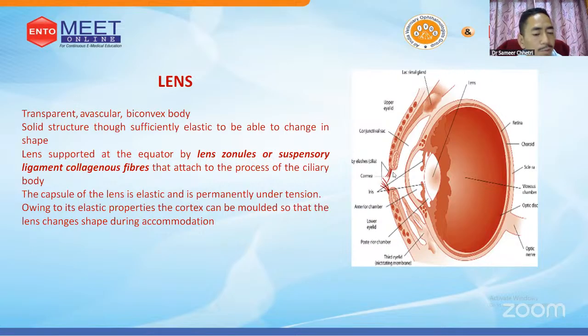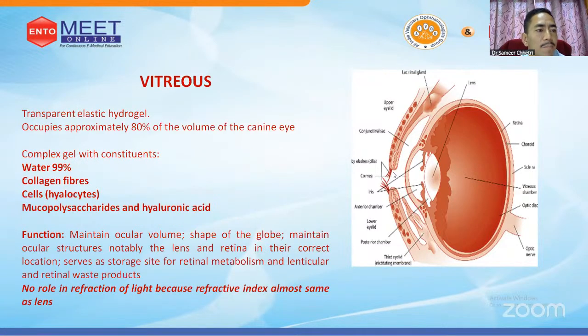Owing to its elastic properties, the cortex can be molded so that the lens changes shape during accommodation. Now, the vitreous is the transparent elastic hydrogel. It occupies approximately 80% of the volume of the canine eye. It's a complex gel with constituents like water 99%, collagen fibers, the cells, also known as hyalocytes, and mucopolysaccharides and hyaluronic acid. So the vitreous gel maintains the ocular volume, the shape of the globe, and maintains ocular structure, notably the lens and retina in their correct location.